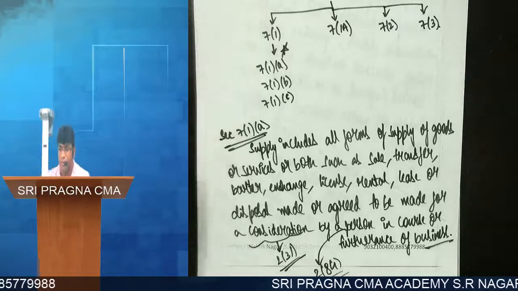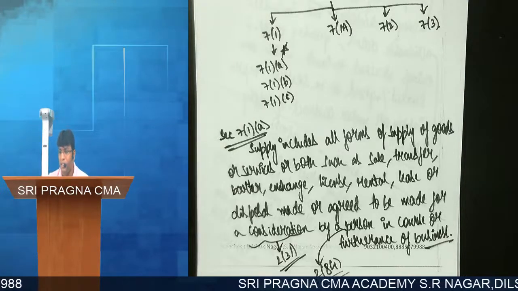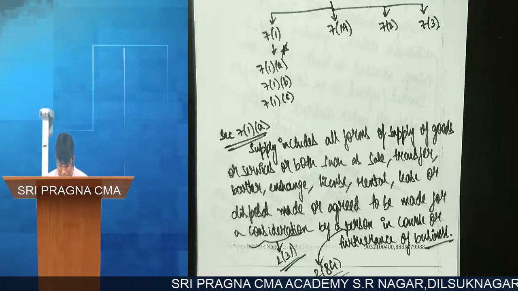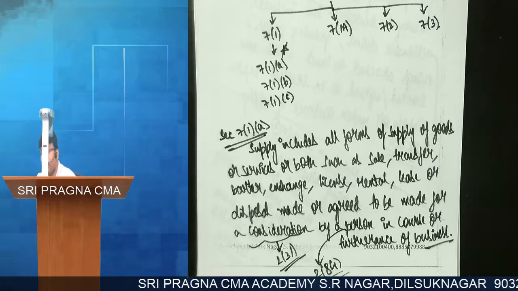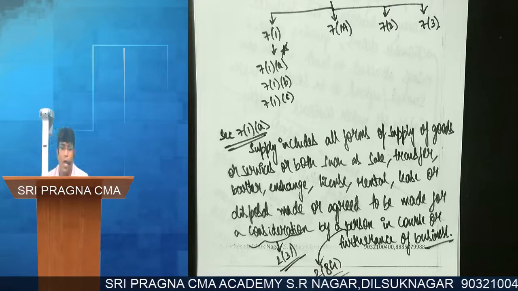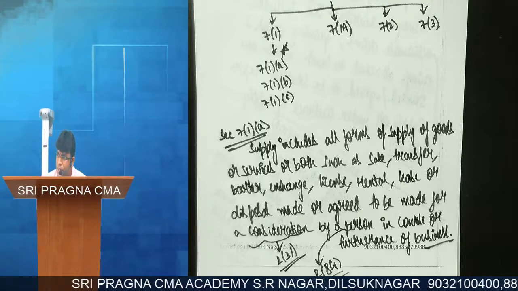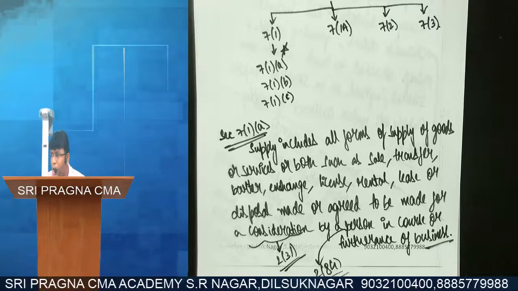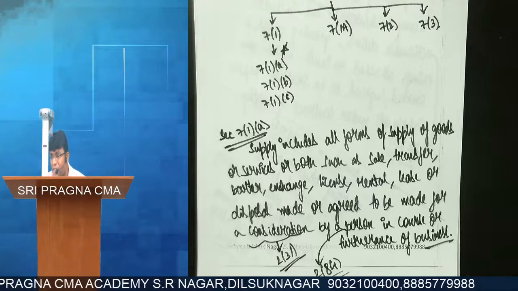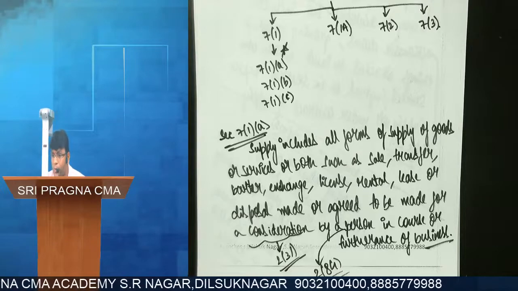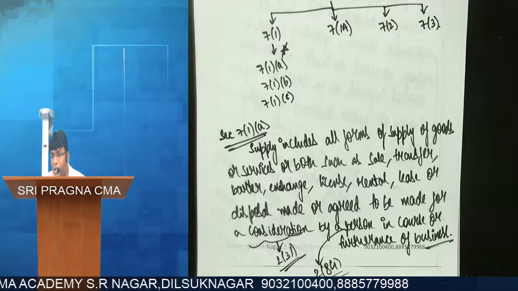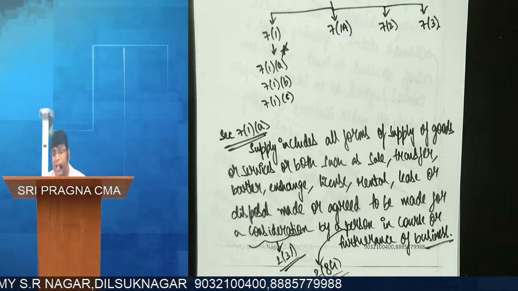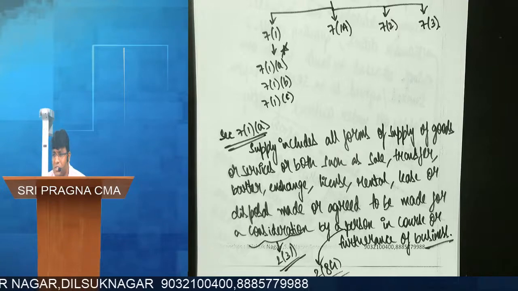Take this point, very, very important. Please write this paragraph. Already wrote? Very good. Supply definition is what? Supply includes all forms of supply of goods or services or both, such as sale, transfer, barter, exchange, license, rental, lease or disposal, made or agreed to be made for a consideration by a person in the course or furtherance of business.